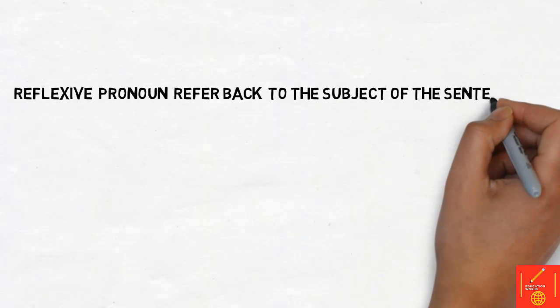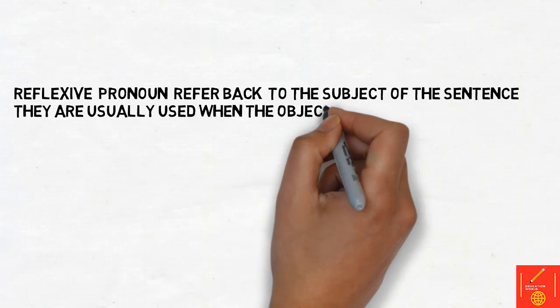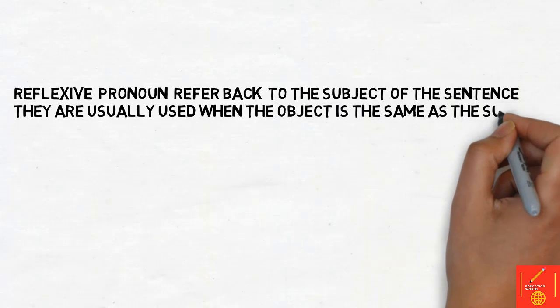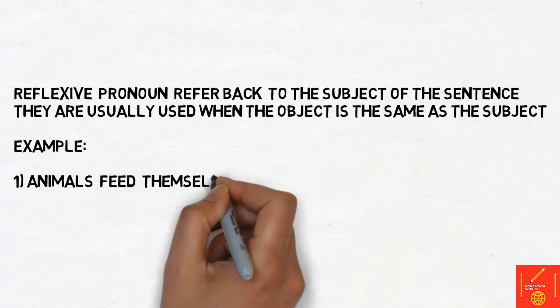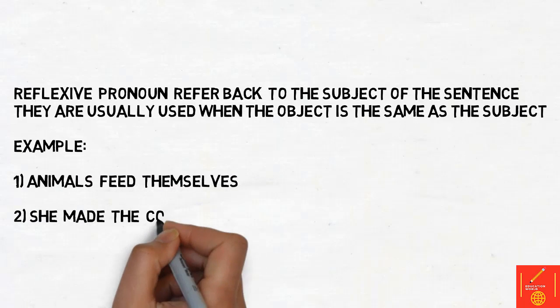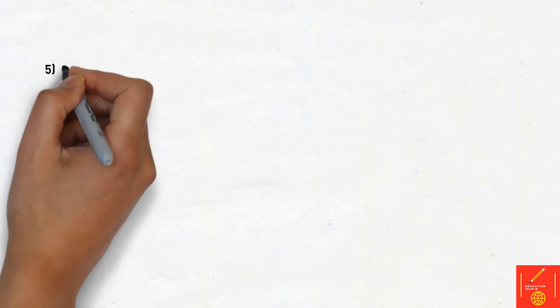Reflexive pronouns refer back to the subject of the sentence. They are usually used when the object is the same as the subject. Let's take an example. Animals feed themselves. So animals are the subject and they're feeding themselves. The other hint for you is that a reflexive generally comes at the end of the sentence. She made the coffee herself. So she is the subject over here and she made the coffee for herself. Again, you can see the word self is coming at the end of the sentence.